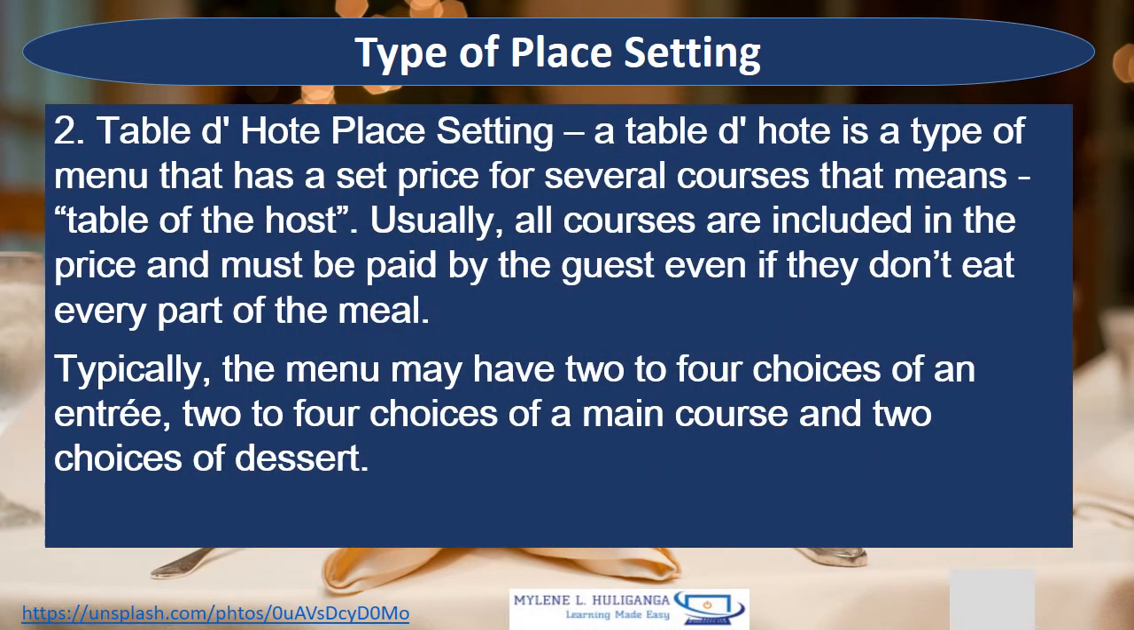Number 2 is the table d'hôte place setting. A table d'hôte is a type of menu that has a set price for several courses. That means table of the host. Usually, all courses are included in the price and must be paid by the guests even if they don't eat every part of the meal. Typically, the menu may have 2 to 4 choices of an entree, 2 to 4 choices of main course, and 2 choices of dessert.